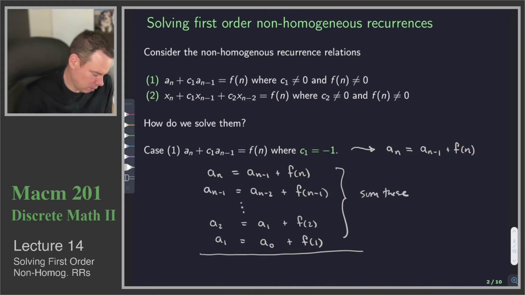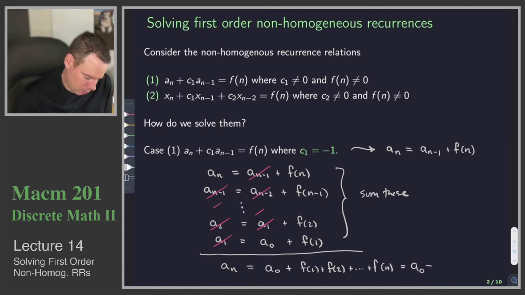And the nice thing about summing them is if I add up everything on the left and everything on the right, there's a lot of common terms on the left and the right. So there's an an minus 1 that appears on the right. It also appears on the left, so they'd cancel. An minus 2 would cancel, all the way down to a2 that would cancel, and then a1s would cancel. And so summing these equations would just boil down to an is equal to a0 plus f1 plus f2 plus ... all the way up to fn.